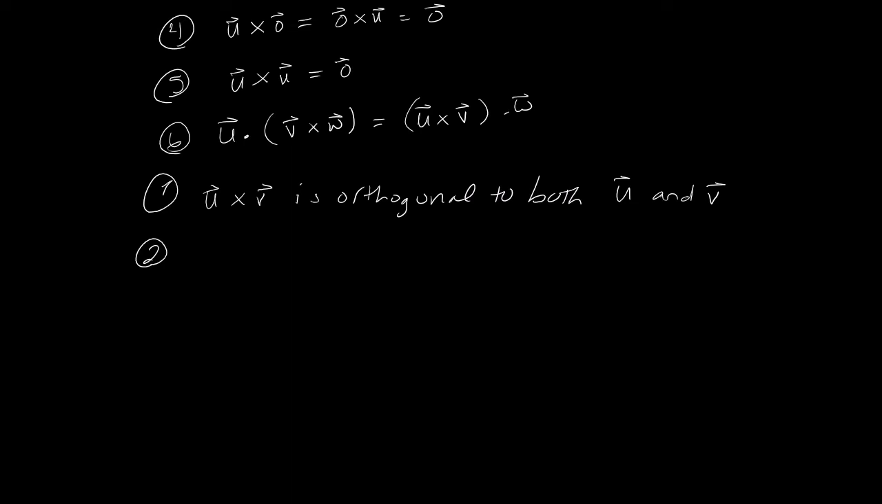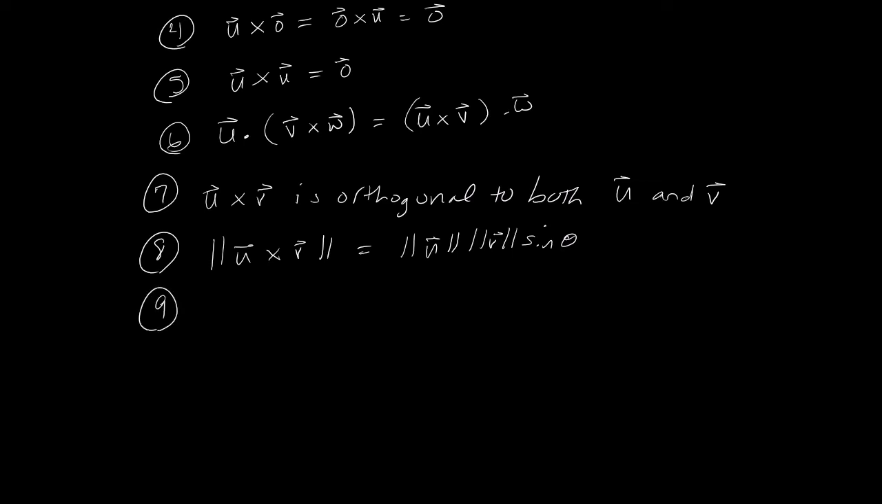Number 8, the magnitude of u cross v is equal to the magnitude of u times the magnitude of v times the sine of the angle between those two vectors. Okay. So that's something else that we can use to find angles between vectors.